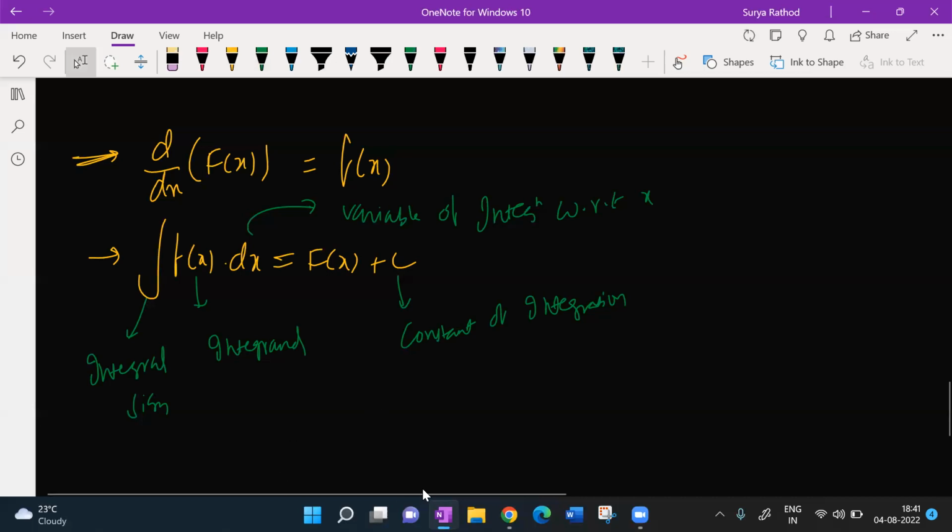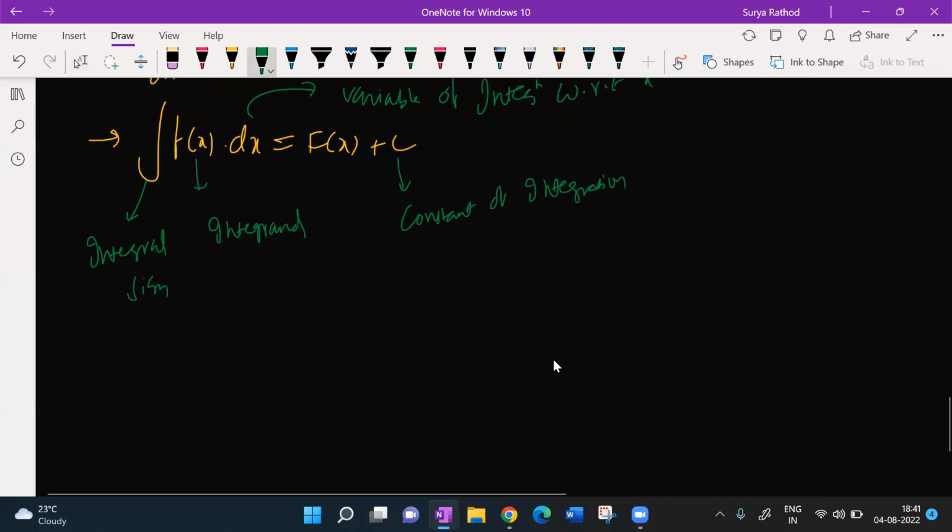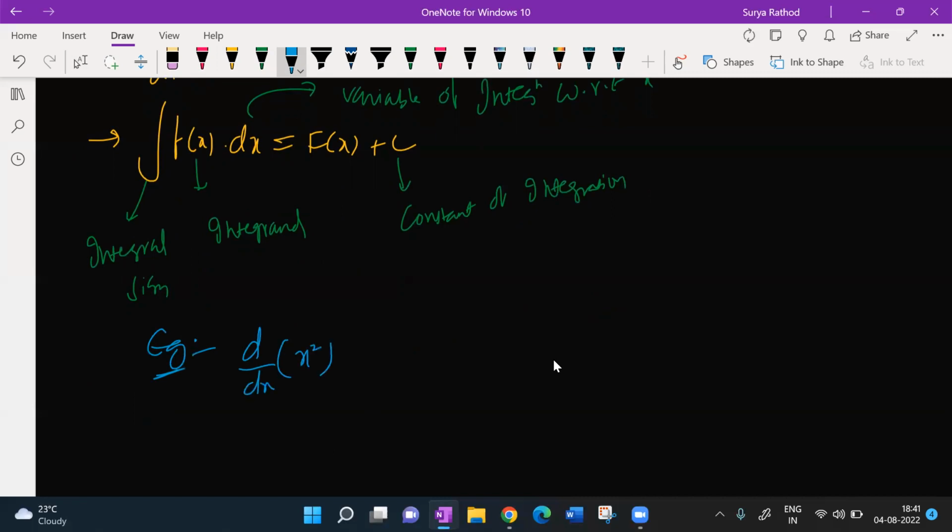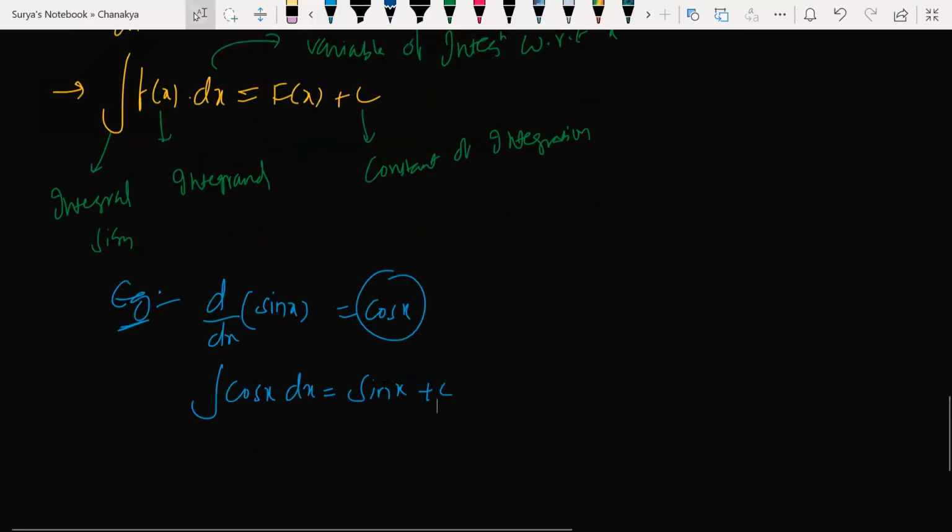So now look at this. The example I give you: suppose d by dx of sin x is equal to cos x, right? Now you have to integrate this. Integral of cos x with respect to dx is equal to what? You have to get sin x plus c. This is a basic operation, right?